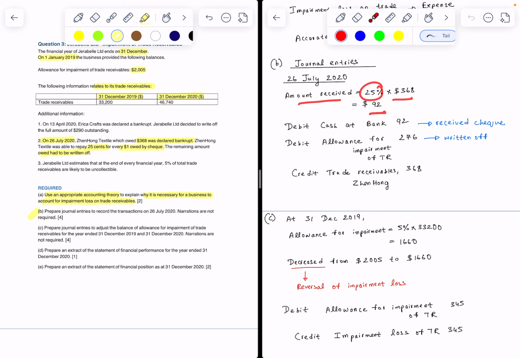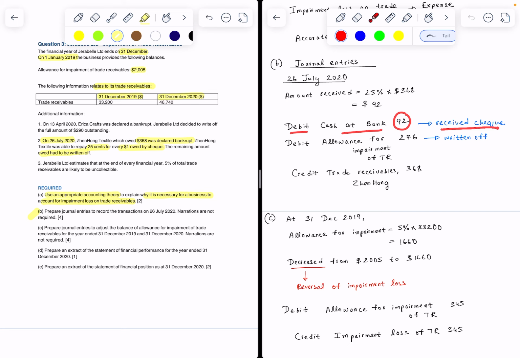Now, the question clearly mentions that this $92 is to be received by check, which means funds will be deposited in the cash at bank account. Cash at bank account in itself is an asset account. When we are depositing funds into this asset account, our asset increases in value. And when asset increases in value, we debit it. So that is why we will debit the cash at bank account by $92 because we're receiving the check.